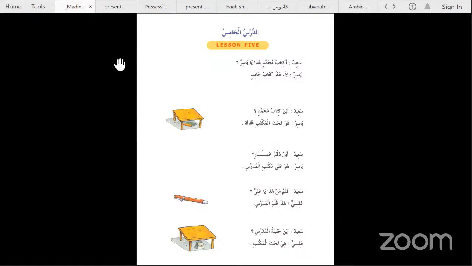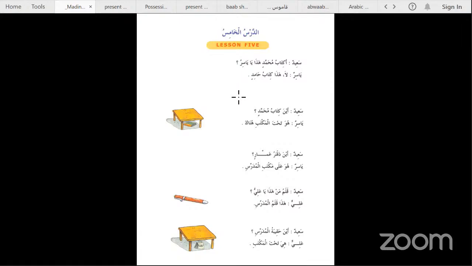Saeed: Kitabu Muhammadin haza ya Yasir. No, say it, kitabu Muhammadin. Is this Muhammad's book, O Yasir? Yasir: La, haza kitabu Hamidin. No, this is Hamid's book.